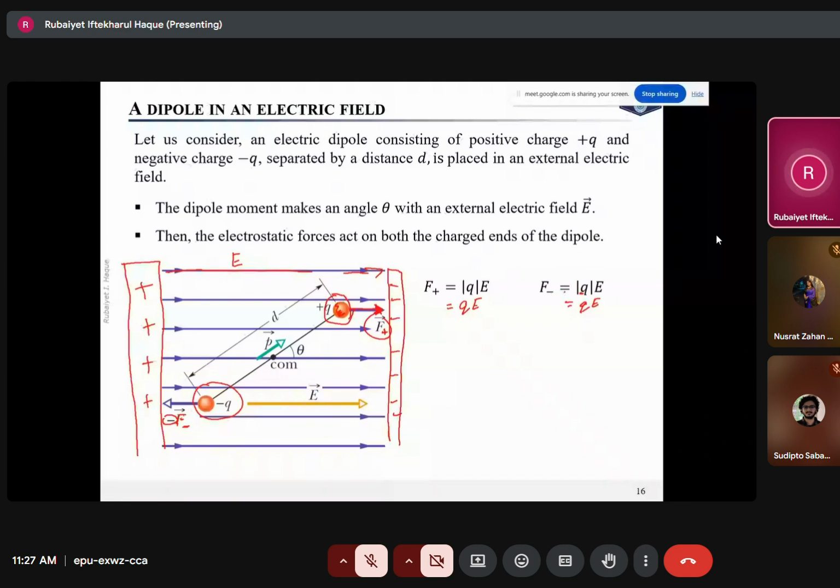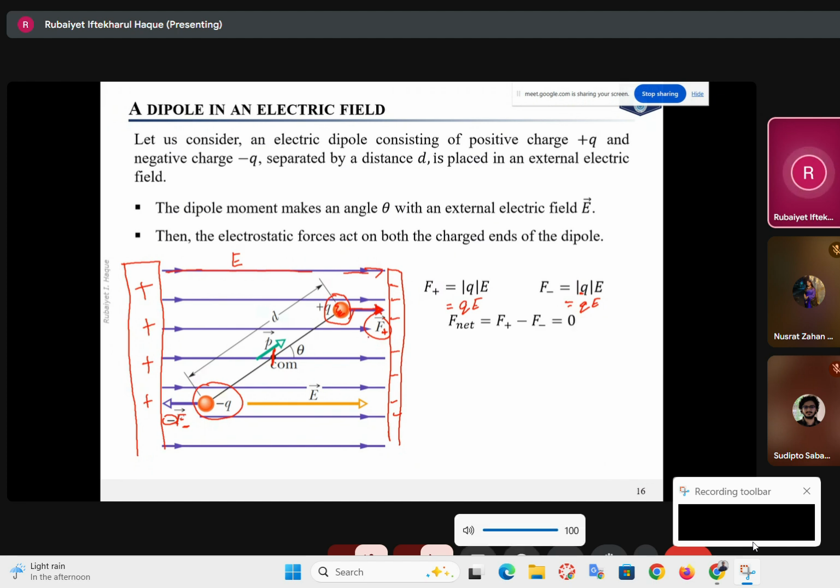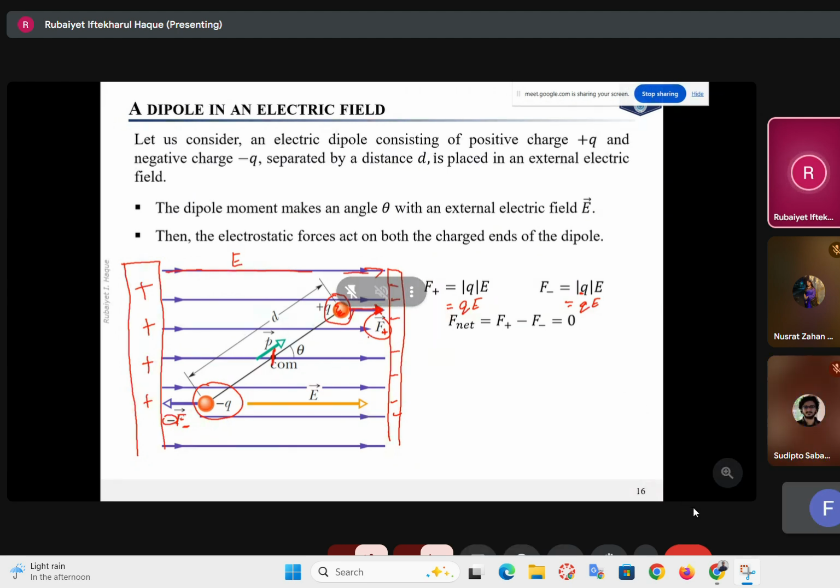If we want to figure out the net force experienced by the dipole, normally for dipole we consider everything from the center of the dipole. If you remember the center of the dipole, at the center of the dipole, what is the net force experienced due to these two particular forces? It will be equal and opposite. That means it's zero. So zero is the net force experienced by the center of the dipole due to these two forces.